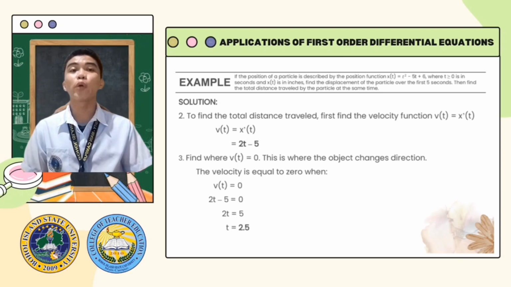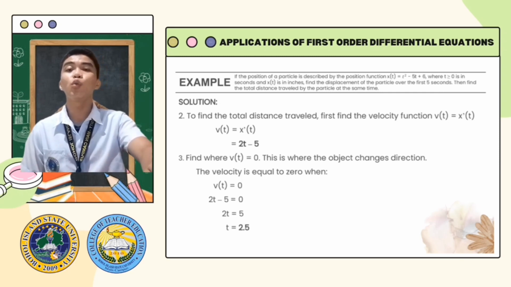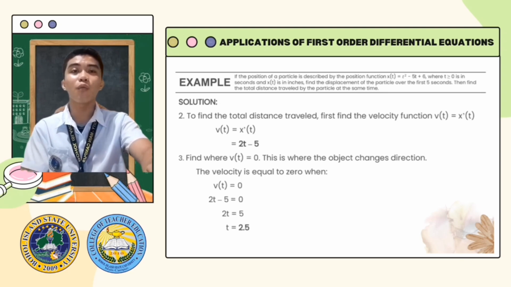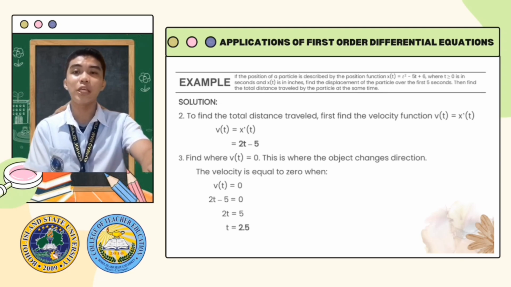Now, the third step is we are going to find where v of t is equal to 0. This is where the object changes direction. The velocity is equal to 0 when v of t is equal to 0. So 2t minus 5 is equal to 0, and then transpose negative 5 to the right side of the equation. So we get 2t is equal to 5, and then divide both sides of the equation by 2 in order to find the value of t. So we get t is equal to 2.5. That is our value of t.